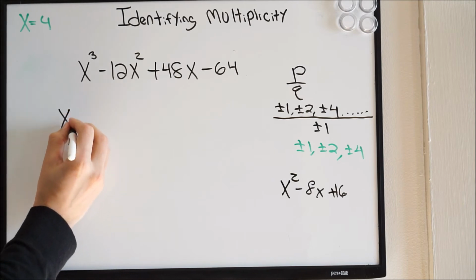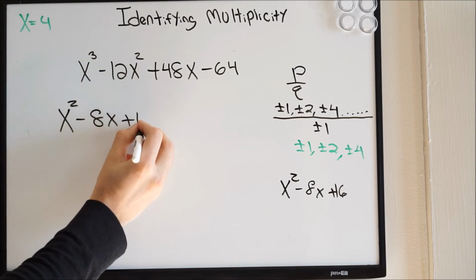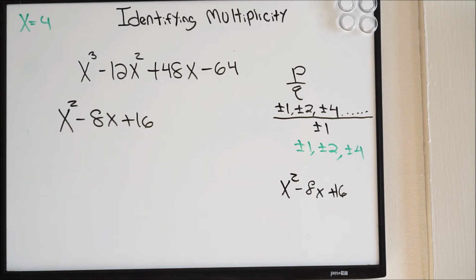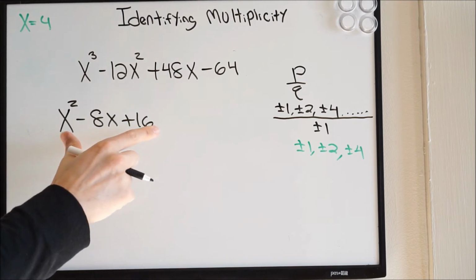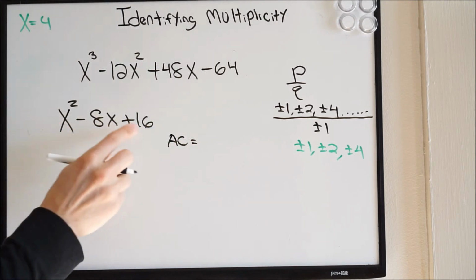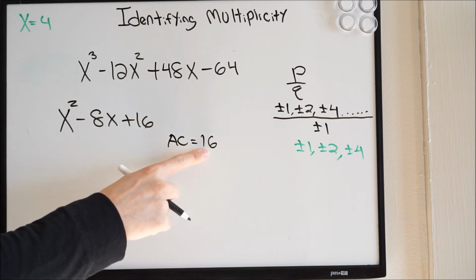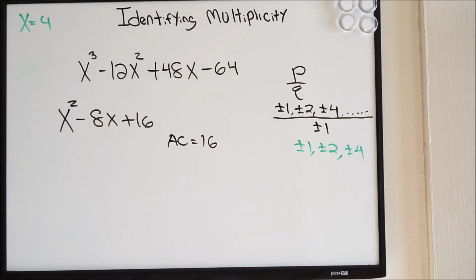So we have x squared minus 8x plus 16. Alright, let's go ahead and do the AC method for factoring here. So a times c, that's going to be 16. So what two numbers when I multiply are going to be 16, but add up to negative 8?